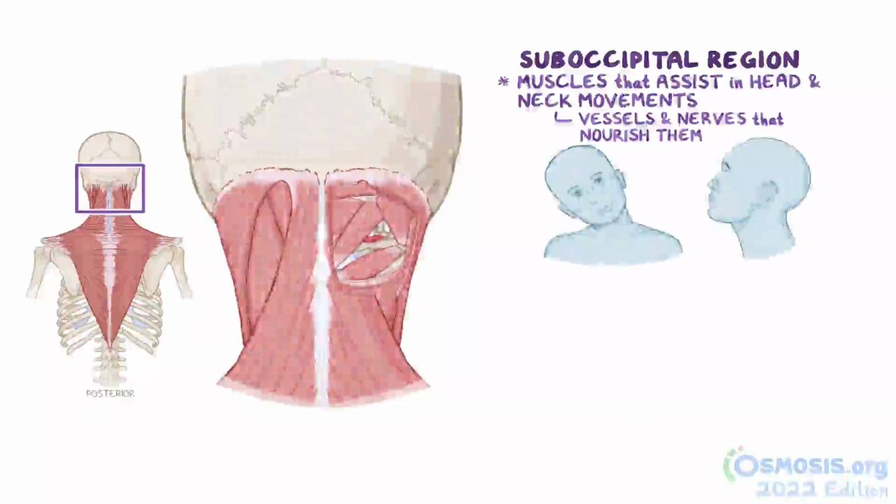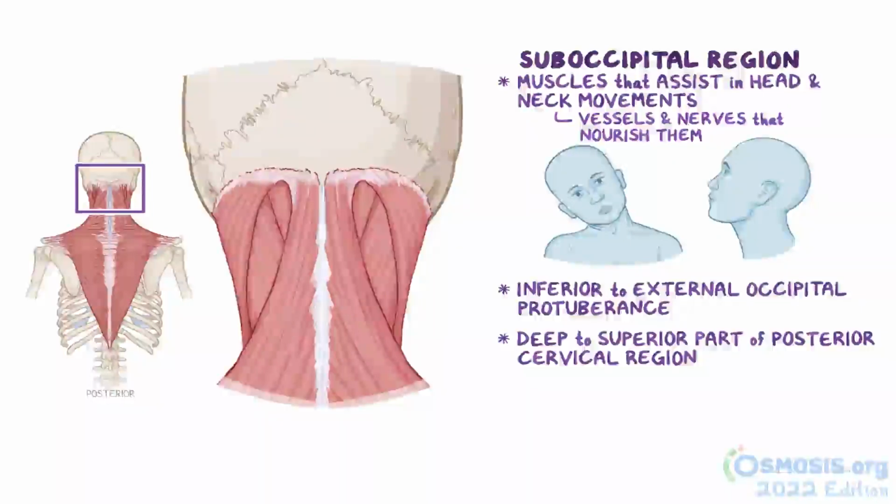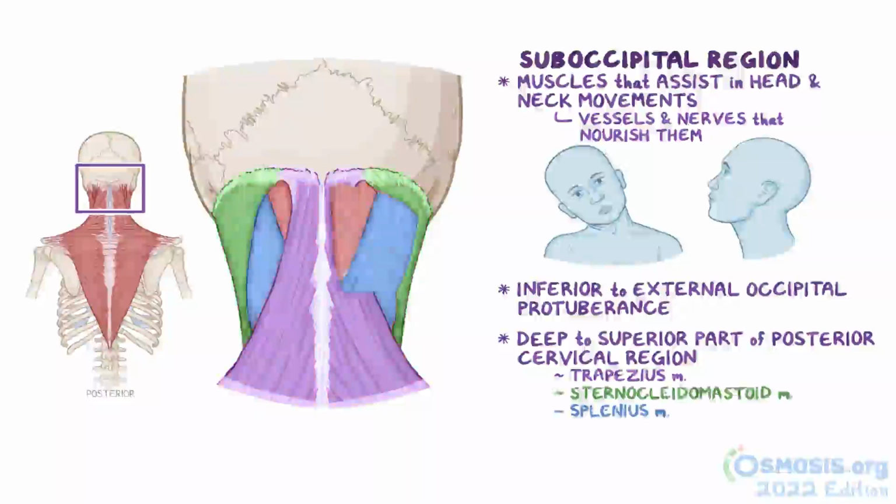The suboccipital region is actually a pyramid-shaped muscle compartment located inferior to the external occipital protuberance and deep to the superior part of the posterior cervical region, underlying the trapezius, sternocleidomastoid, splenius, and semispinalis capitis muscles.